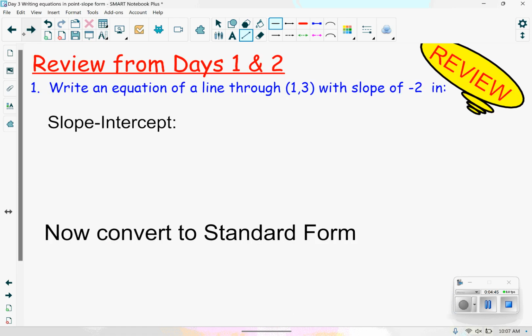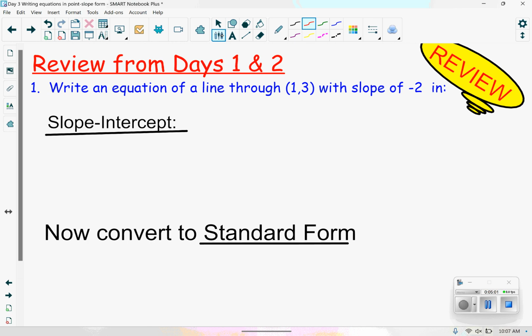This is all review. Now let's review how we wrote in slope-intercept form. Actually, let's do slope-intercept and then convert it to standard, so we get all 3 of our forms. All right, so here we go.